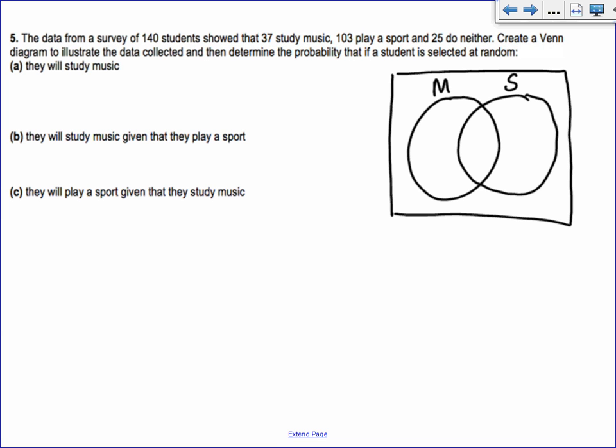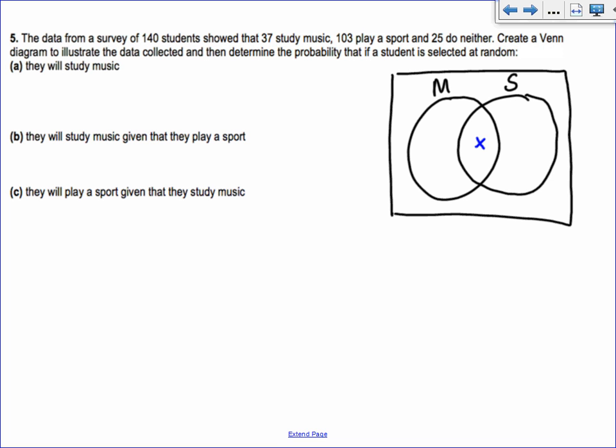In order to solve a Venn diagram problem, the most important part of the Venn diagram is right here in the middle. If you can get the number in the middle, you will be able to solve the Venn diagram very quickly. But in this case, we don't have that number. It says a certain number study music, a certain number play a sport, 25 do neither. It doesn't say how many do both. So what we need to do then is make that X in the middle.